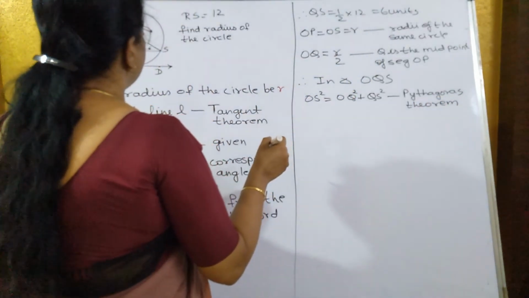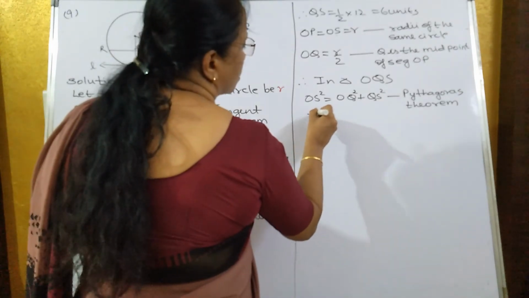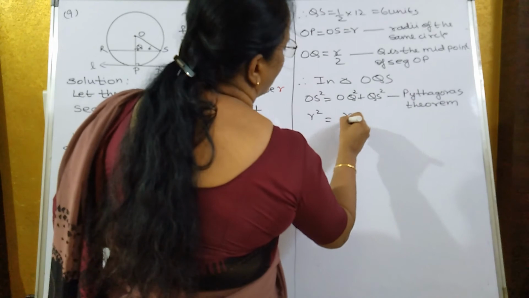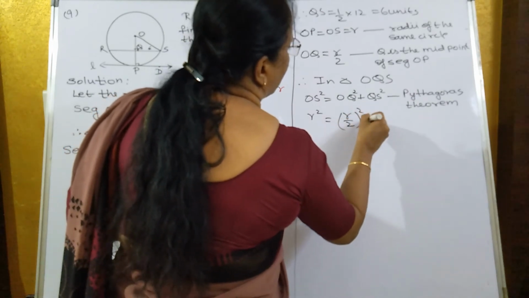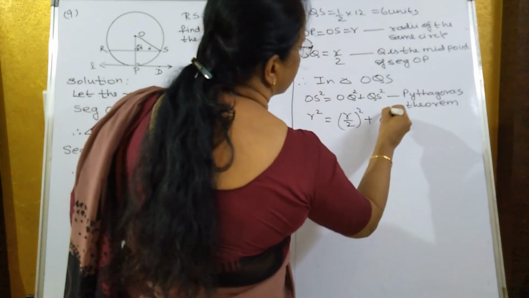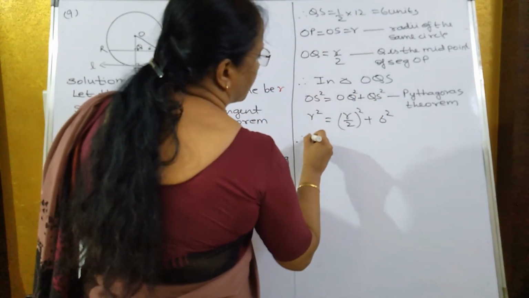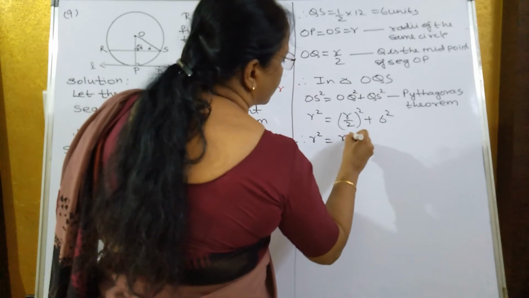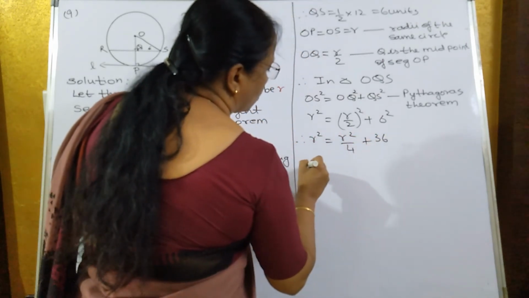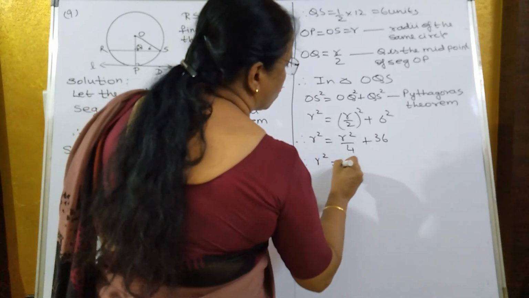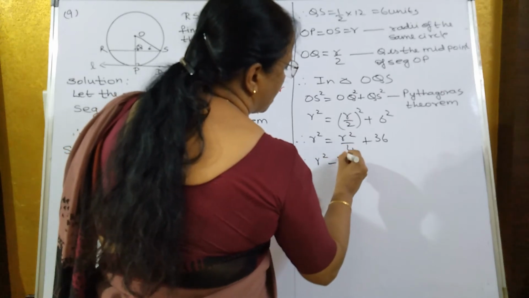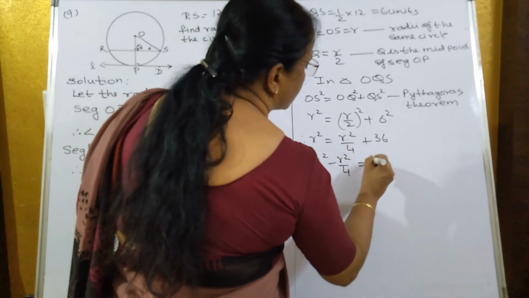Now how much is OS? OS is equal to R square. OQ is equal to how much? R upon 2, the whole square. Plus QS is equal to how much? QS we had got 6, so 6 square. Therefore, R square is equal to R square upon 4 plus 36. Therefore, bring this R square upon 4 on this side, so it will become R square minus R square upon 4 is equal to 36.